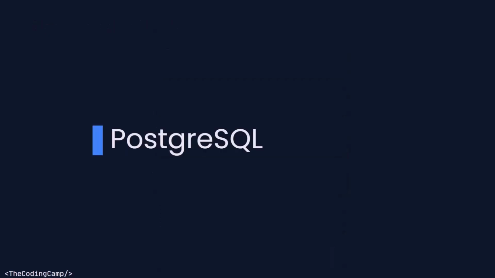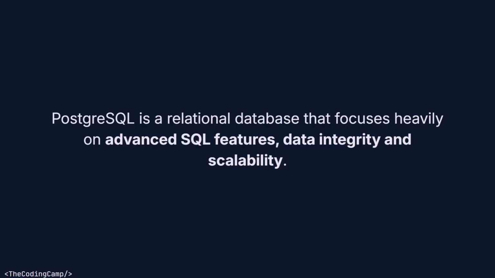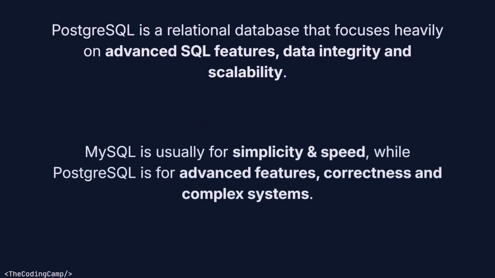In the previous lecture, we learned about MySQL, a fast, reliable relational database commonly used in web applications. Today, we'll study PostgreSQL, often called Postgres. PostgreSQL is also a relational database, but it focuses heavily on advanced SQL features, data integrity, and scalability. MySQL is usually for simplicity and speed, while PostgreSQL is for advanced features, correctness, and complex systems.